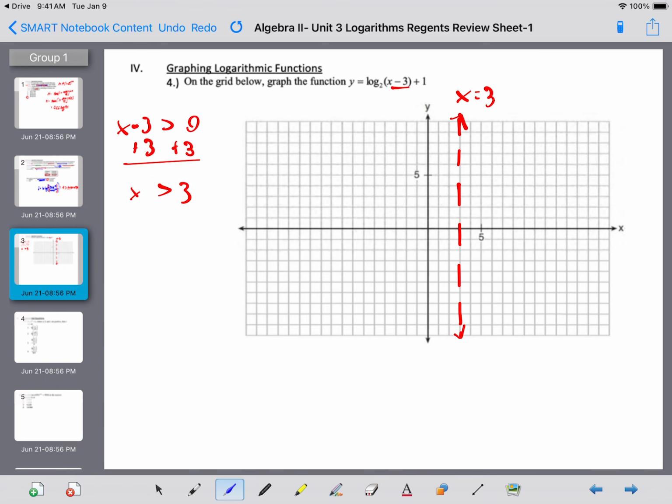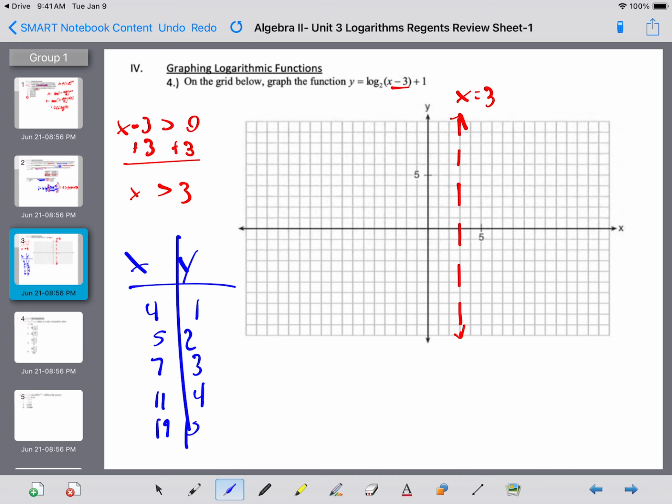So now, what I recommend for you guys to do is to put it in your calculator and then just list out some points. So I go to y equals, go to math, go to log base 2 of x minus 3 plus 1. And the points I'm seeing are (4, 1), (5, 2), (7, 3), (11, 4), (19, 5). And then you just have to graph those points.